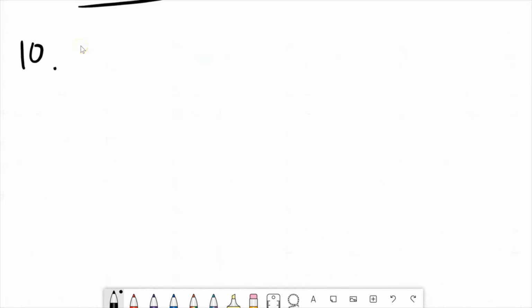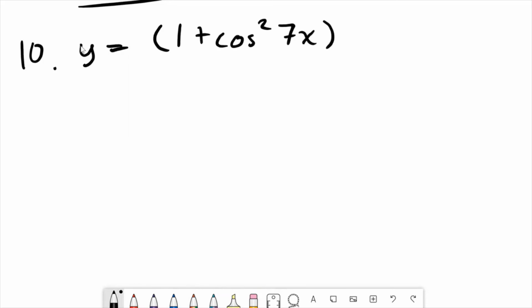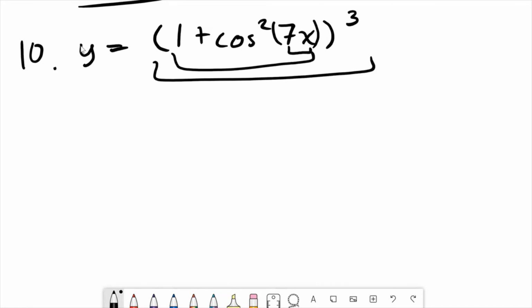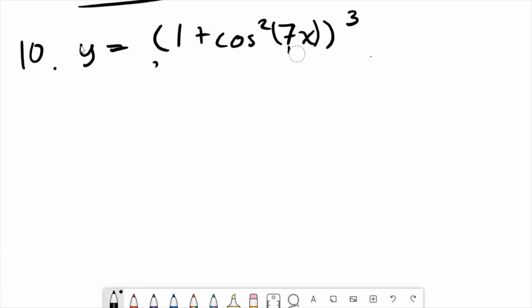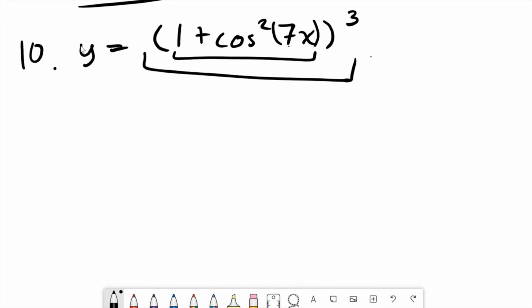Question 10. Let's see what I can do. Let's do this one. Y is equal to 1 plus cosine squared of 7x all raised to the, let's say, third power. I'm just going to make this up. And here we go. Derivative. I actually noticed two things. It's just a triple composition is what I like to call it, or three parts. And we just basically still apply the chain rule as is. So the chain rule says what's the inside and what's the outside. The inside's here and the outside's here, right?